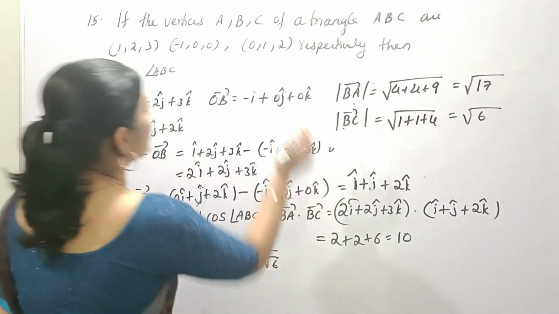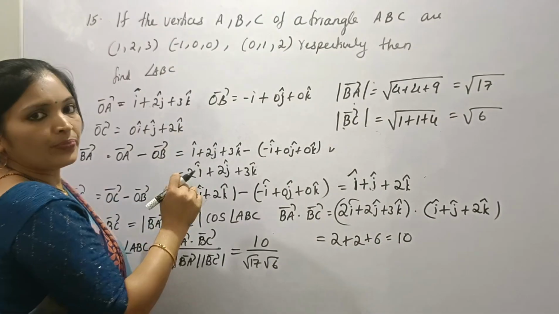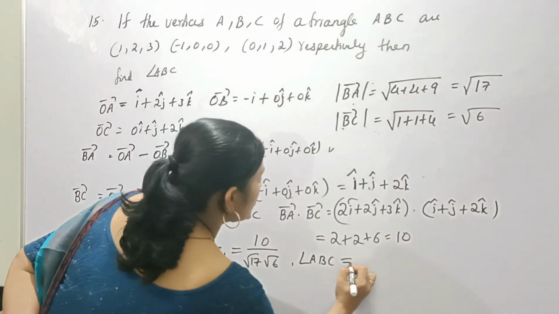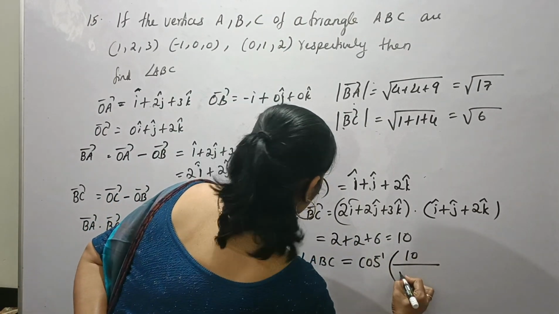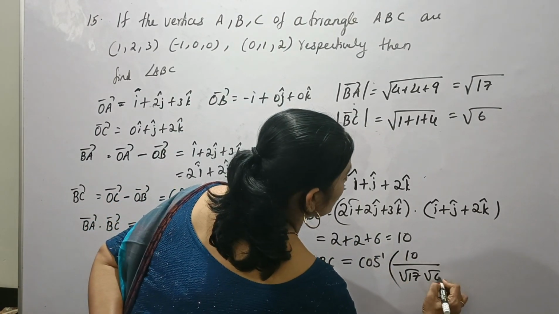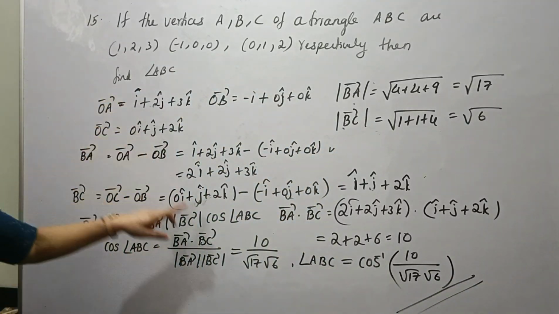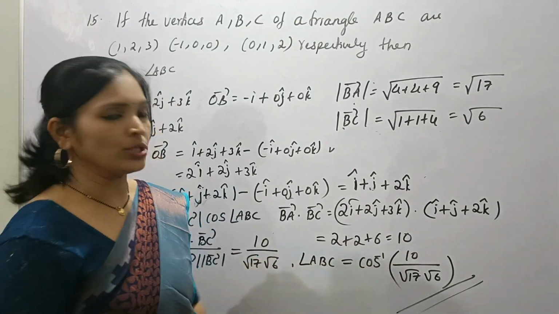Okay. Now what is the angle? We need to find the value of angle, right? So angle ABC is equal to cos inverse of 10 divided by root 17 into root 6.